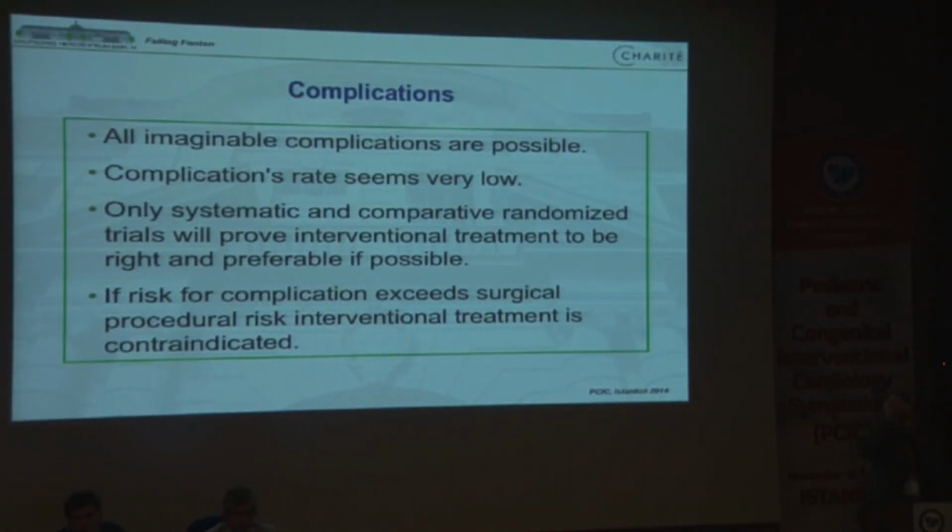If you look at the complications, as I pointed out, there is no real intervention standard, and there are no guidelines on how to proceed in these patients. It's always an individual decision for each individual patient. All imaginable complications are really possible, but due to the experience of interventions in Fontan circulations, the complication rate seems so far very low, but only a systematic and comparative randomized trial would prove interventional treatment to be the right and the preferable approach, if that is possible. But it is very important to keep in mind that if the risk for complications exceeds the surgical procedural risk, interventional treatment seems to be contraindicated.